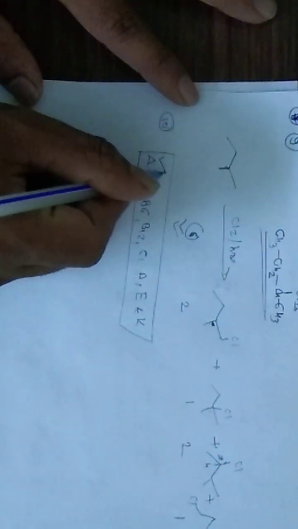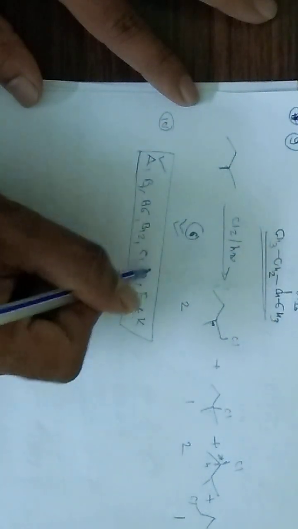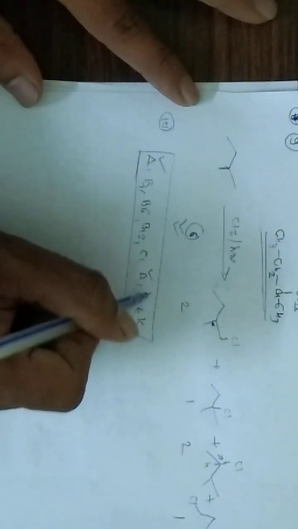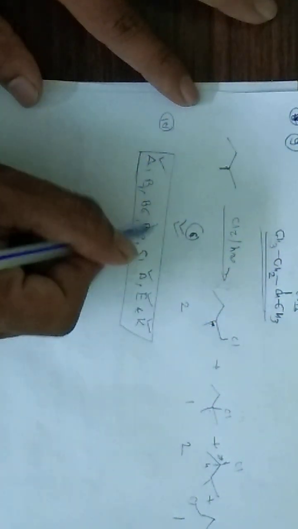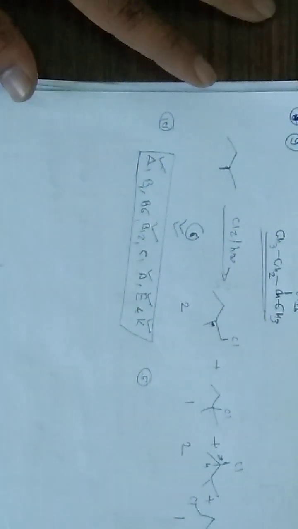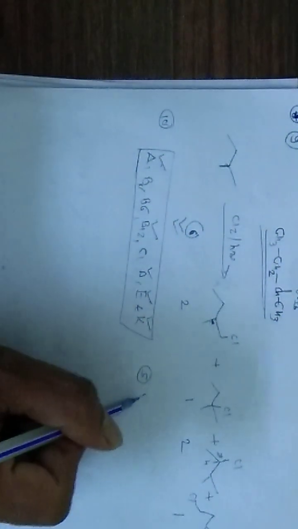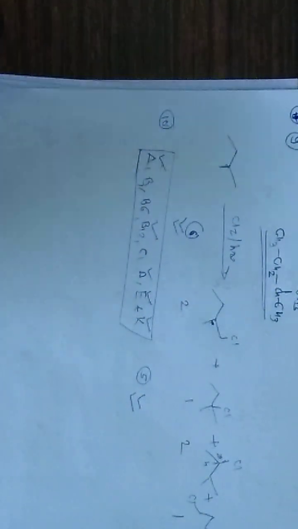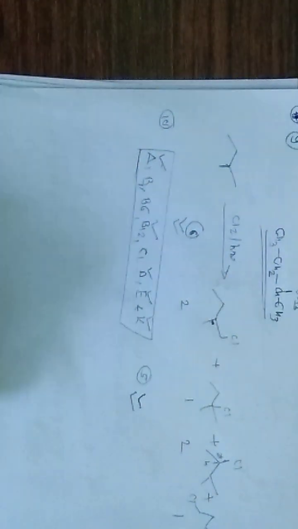Among these, A can be stored in our body, D can also be stored in our body, E also, K also, and B12. Therefore, how many? 1, 2, 3, 4, 5. 5 vitamins can be stored in our body. So the correct answer is 5. This is also a numerical answer type. Our answer should be 5.